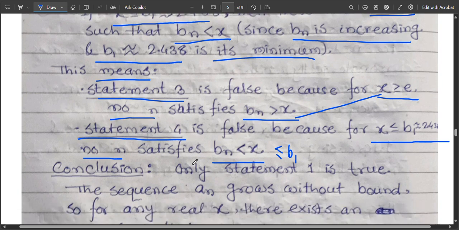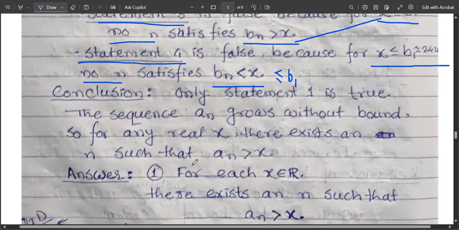So the conclusion is that only statement 1 is true. The sequence An goes without bound. For any real x, there will be an n such that An is greater than x, because An goes to infinity as n tends to infinity, but Bn goes to e as n tends to infinity. That's why An grows without bound. So the answer is option 1.